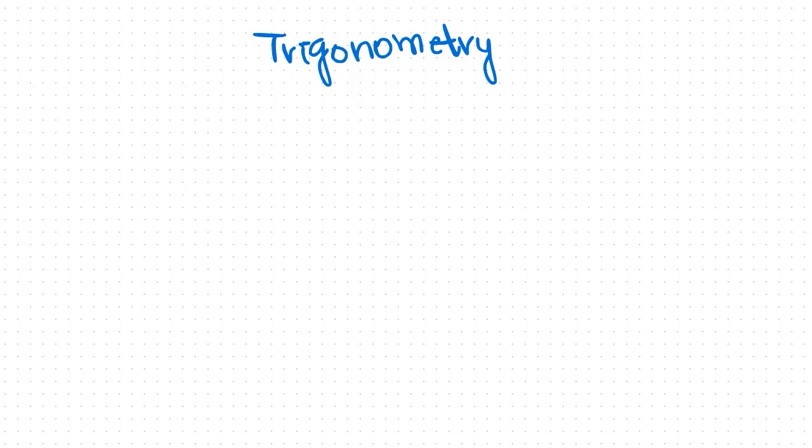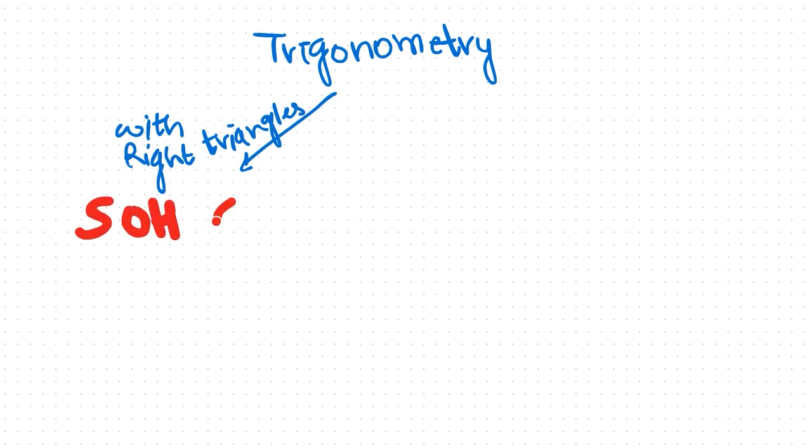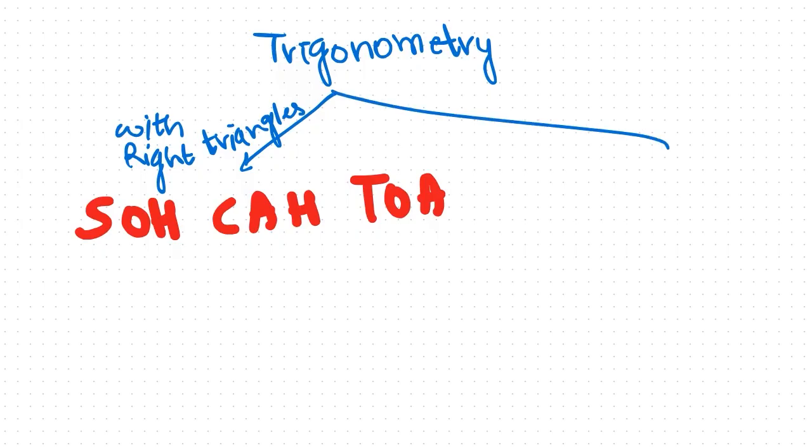So the chapter can be divided into two categories: trigonometry with right triangles. With right triangles means what you have been learning so far. It is SOH CAH TOA. This is only valid for right triangles. But what if the triangle is not right?